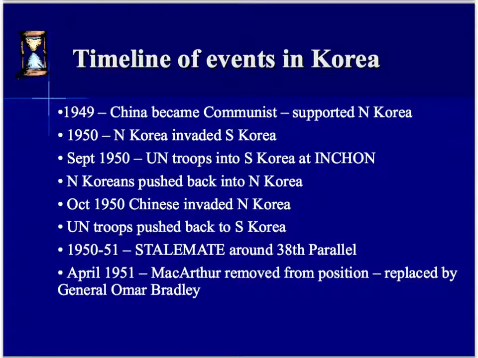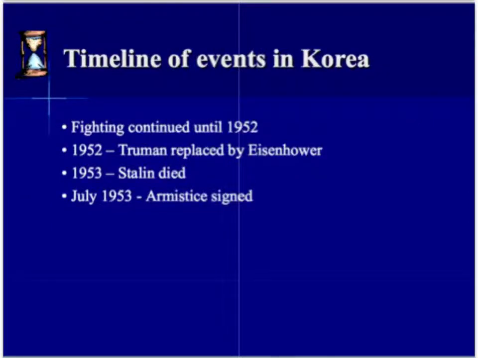UN troops are pushed back to South Korea. In 1950 to 51, stalemate sets in around the 38th parallel. In April 1951, General MacArthur is removed from position and replaced by General Omar Bradley. The fighting continues until 1952. In 1952, Truman is replaced by Eisenhower as president. In 1953, Stalin dies, and in July 1953, an armistice is signed between North and South Korea.